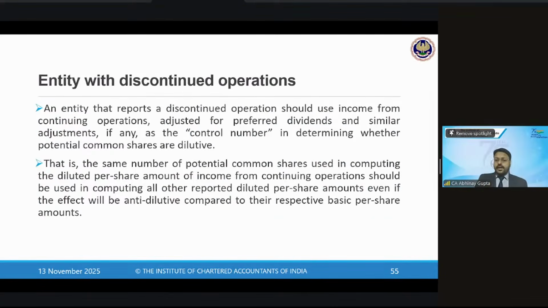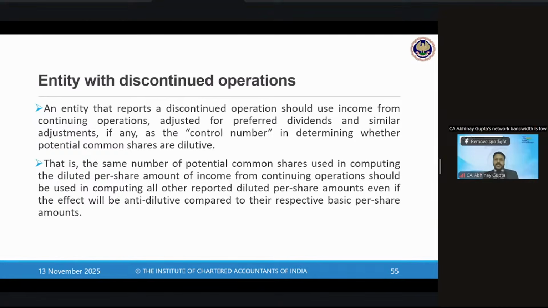Okay. Entity with discontinued operations. An entity that reports a discontinued operation should use income from continuing operations, adjusted for the preferred dividends and similar adjustments, if any, as the control number in determining whether the potential common shares are dilutive or anti-dilutive, right?